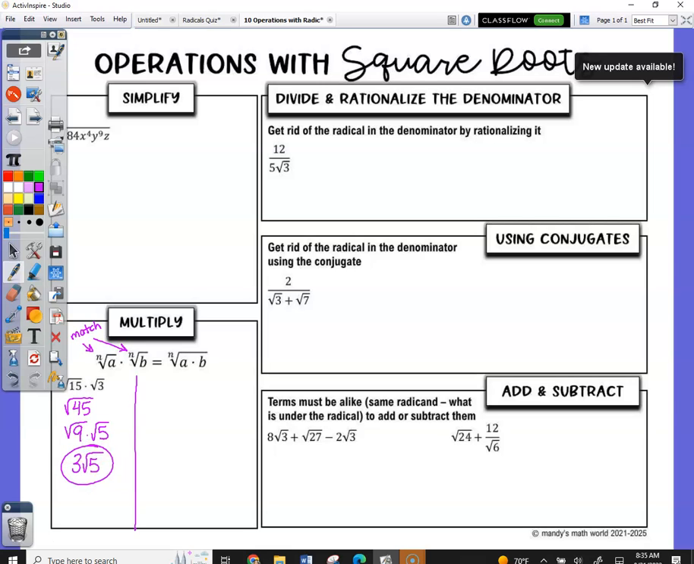Okay, let's copy the more complicated one from the girl that I tutored in Florida.